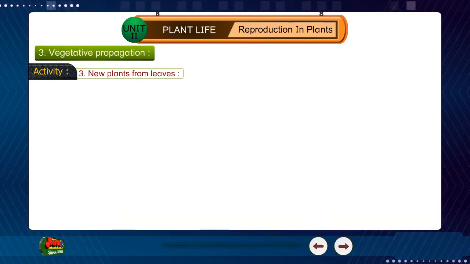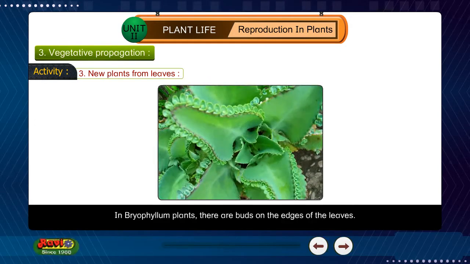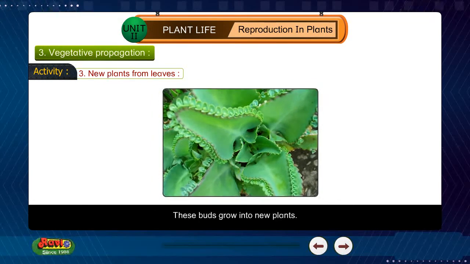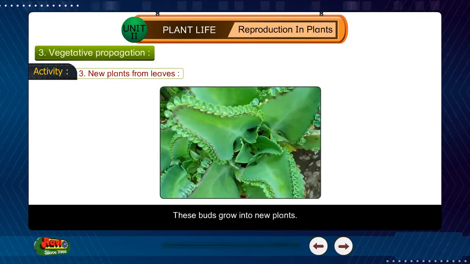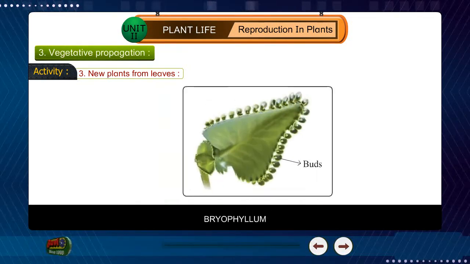3. New plants from leaves. In bryophyllum plants, there are buds on the edges of the leaves. These buds grow into new plants. Bryophyllum.